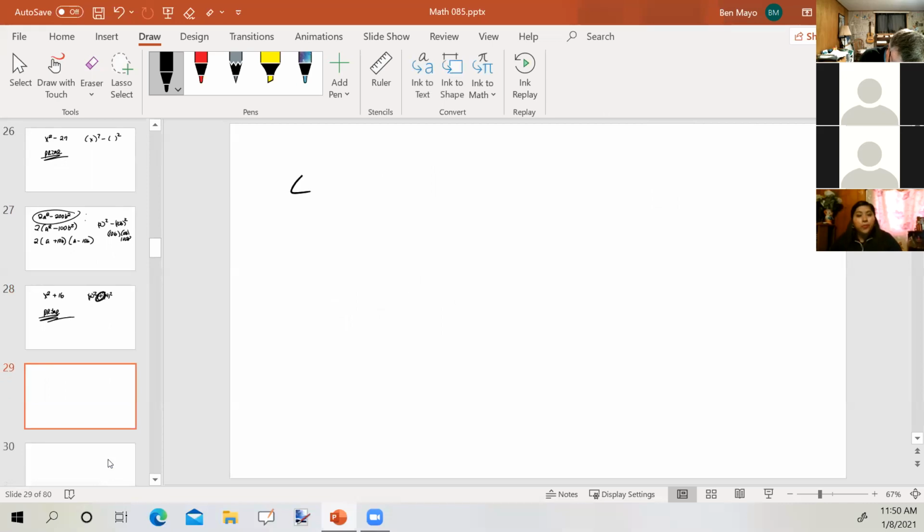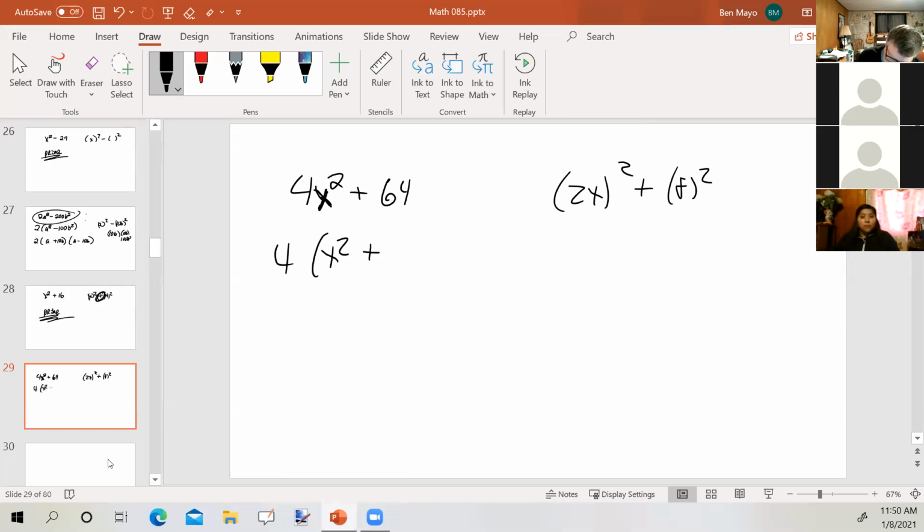Let's say I had 4x squared plus 64. Okay, 4x squared plus 64. That is the sum of two squares. It's 2x, the quantity squared, plus 8, the quantity squared. It is factorable in that we can take out a greatest common factor. Okay? So this is not prime.